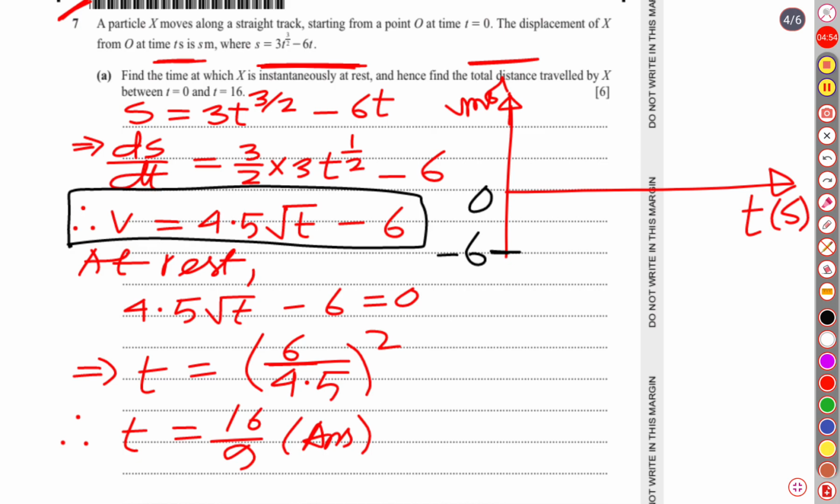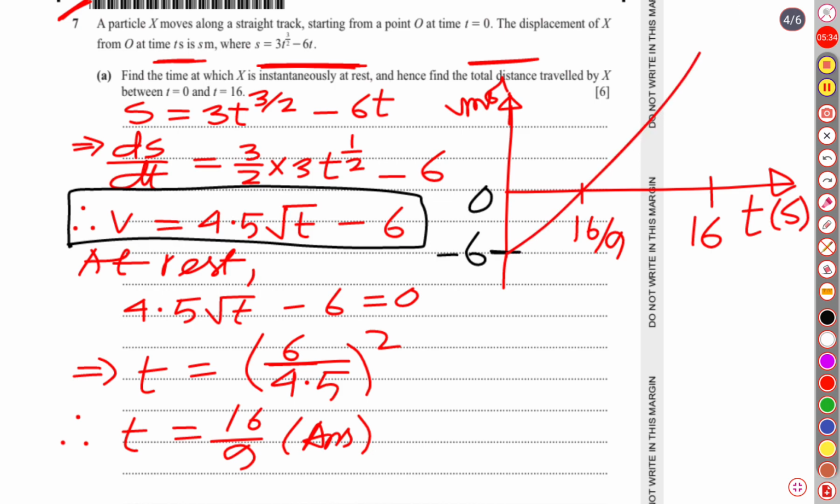So initially velocity was minus 6. Then at 16 over 9 it was 0. Suppose here there is 16 over 9. The time is 16 over 9, and we are going to find the distance when the time was 16 seconds. So what was the nature of the curve? The curve was somewhat like this. Sorry, it's not a negative curve, it's a positive curve. It will look like this.